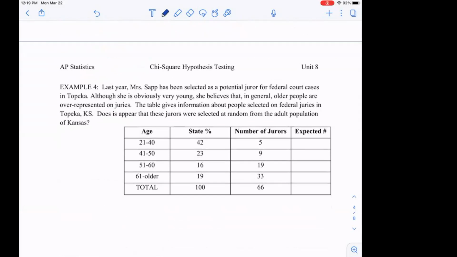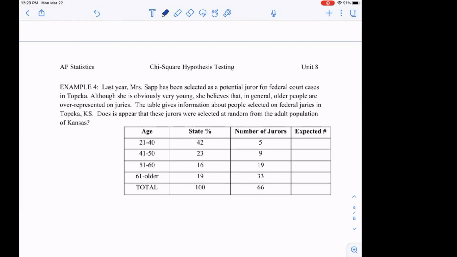All right, last year, Mrs. Sepp was selected as a potential juror for federal cases in Topeka. Although she obviously is very young, she believes that in general, older people are overrepresented on juries. The table gives information about people selected on federal juries in Topeka, Kansas. Does it appear that these jurors were selected at random from an adult population of Kansans?